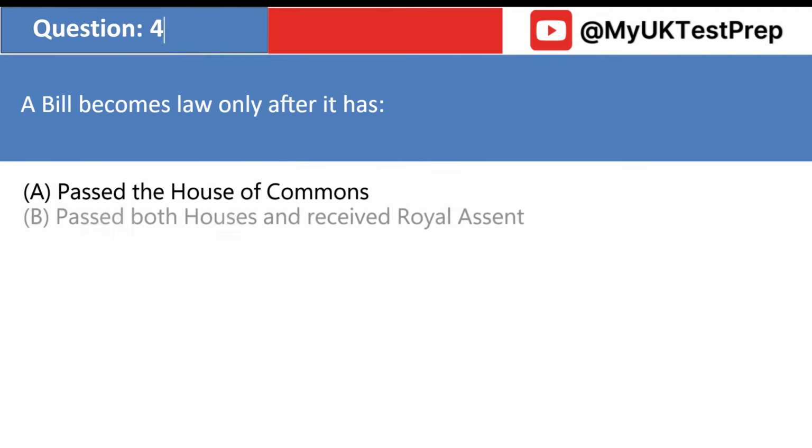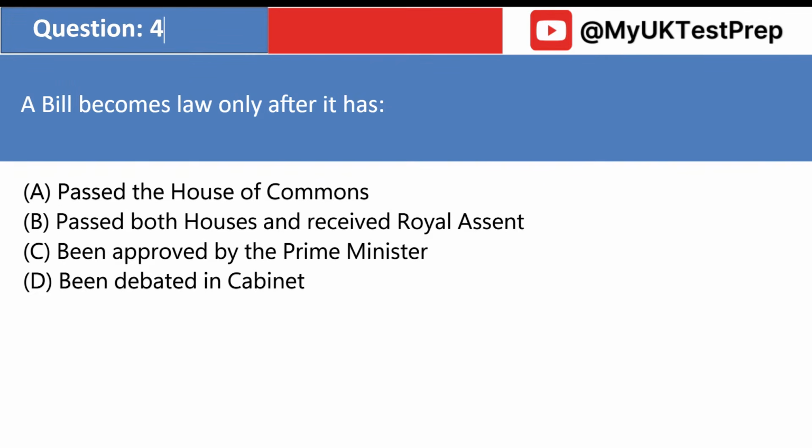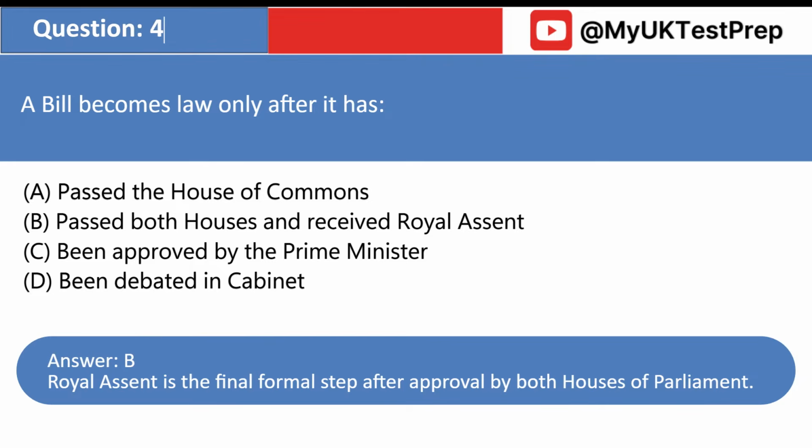A bill becomes law only after it has: A. Passed the House of Commons. B. Passed both houses and received royal assent. C. Been approved by the Prime Minister. D. Been debated in Cabinet. Answer: B. Royal assent is the final formal step after approval by both Houses of Parliament.